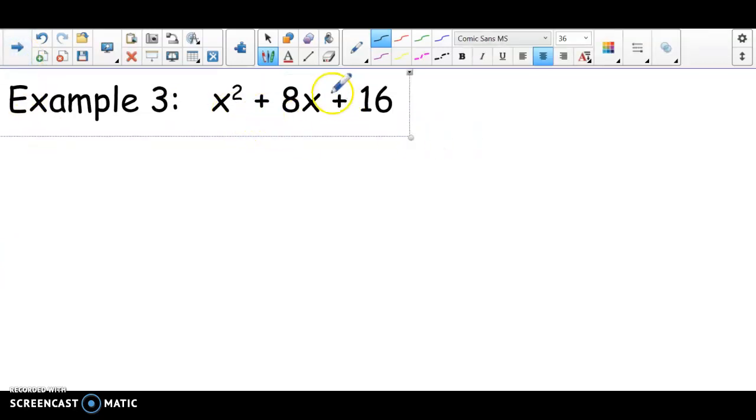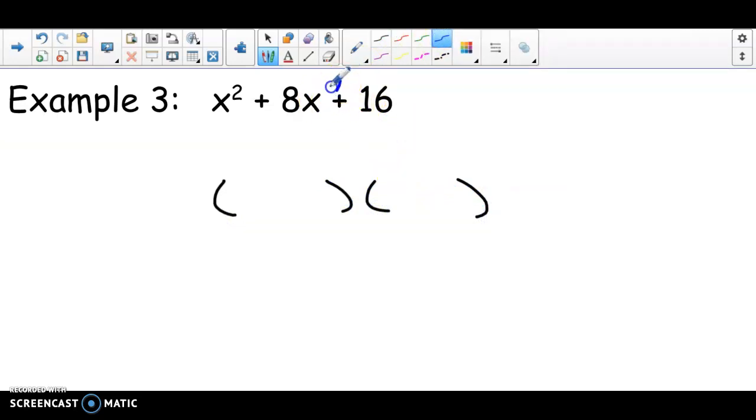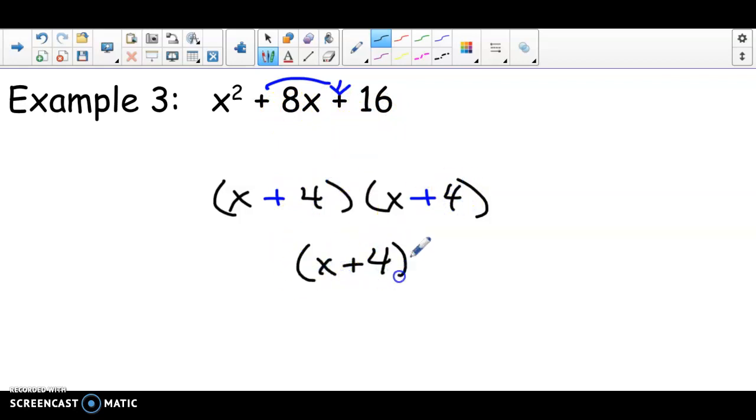Looking at this one, is there a GCF that I can take out? Nope. So I put down my two sets of parentheses. Looking at my signs, both signs will be the same. They'll both be plus. Only factors of x squared are x and x. What can I multiply to get 16 that when I add, I get 8? 4 and 4. Because they're the same, I can rewrite it as one quantity that is squared.